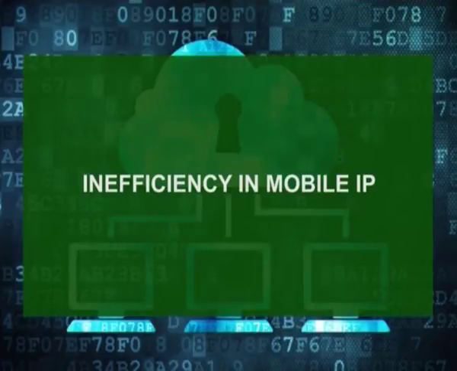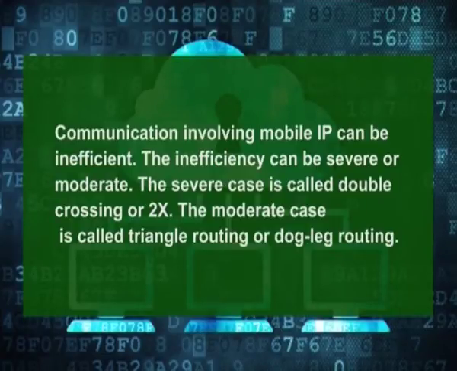Inefficiency in mobile IP. Communication involving mobile IP can be inefficient. The inefficiency can be severe or moderate. The severe case is called double crossing or 2x. The moderate case is called triangle routing or dogleg routing.